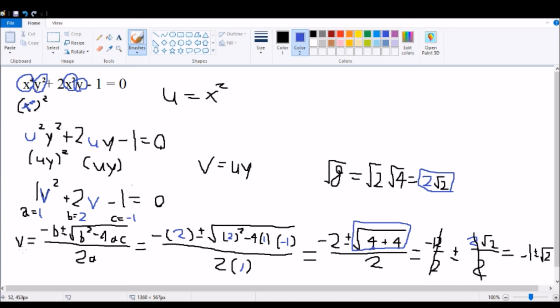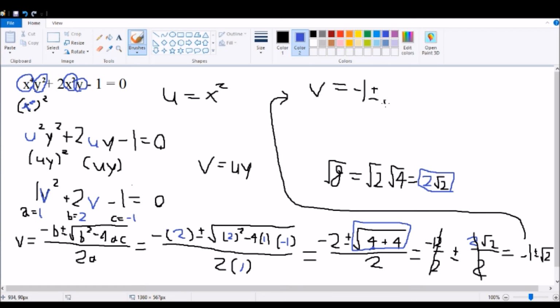Remember, this is equal to v, so we're not done yet. So now let's just take this over here. So now we have v is equal to -1, plus or minus the square root of 2. And if you remember correctly, we said that v is equal to uy. And so we can substitute that in. We're going to have uy is equal to -1 plus or minus the square root of 2.